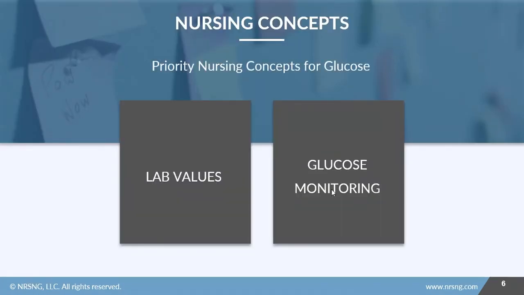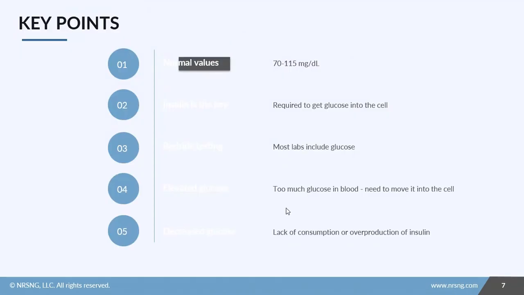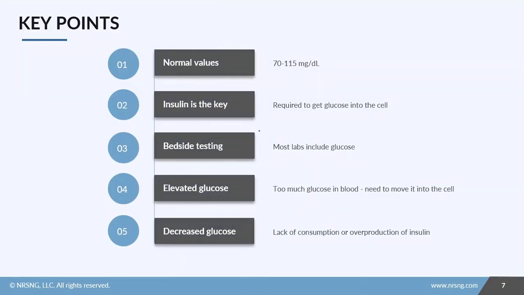So for this lesson, our nursing concepts focus on lab values and glucose monitoring. We're watching our actual lab for glucose. So let's recap. The normal values are going to be 70 to 115 milligrams per deciliter. And remember that insulin is the key, and that gets the glucose from the outside of the cell into the cell. When you're taking care of your patient, it's going to be very common for you to do bedside testing. So make sure that you check out the glucose monitoring lesson for tips and tricks. And also, most of your labs are going to include a glucose in all of that testing.